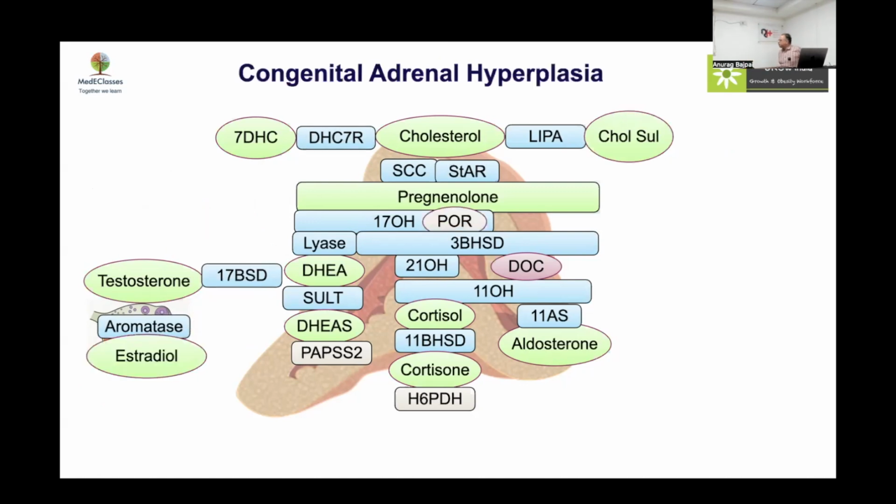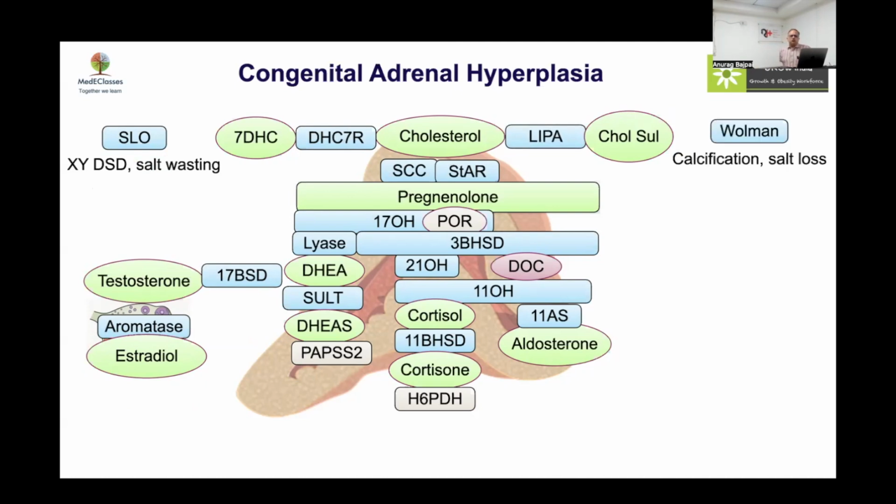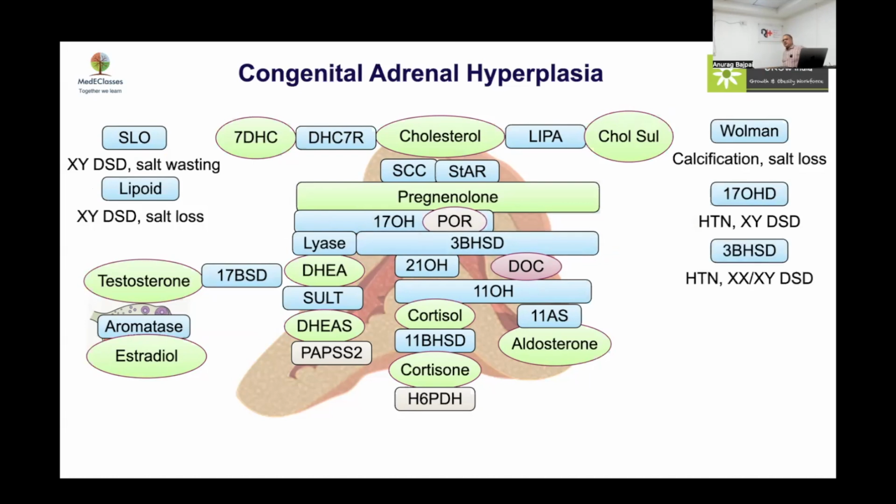So in this regard, you can have problems at DHCR7, which causes Smith-Lemli-Opitz syndrome, XY DSD with salt wasting, problems in LIPA, which causes Wolman syndrome, adrenal calcification, and a lot of salt loss, problems in the proximal enzyme side chain cleavage and StAR defect causing lipoid adrenal hyperplasia with XY DSD and salt loss, problems in 17-hydroxylase causing hypertension and XY DSD, problem in 3-beta-HSD producing hypertension, salt wasting with XX or XY DSD, 21-hydroxylase, which is going to cause salt wasting with XX DSD or precocious puberty. We'll talk about this in much more detail.